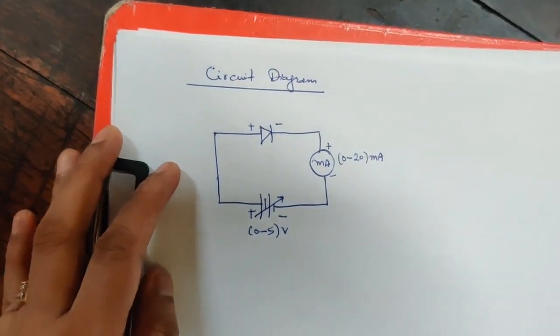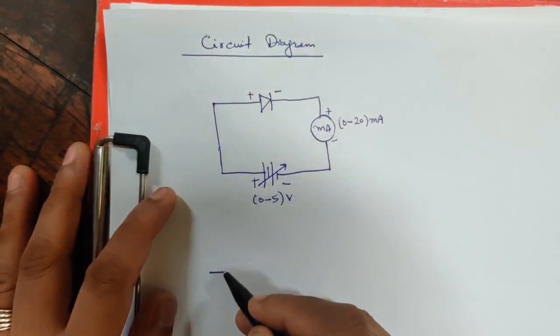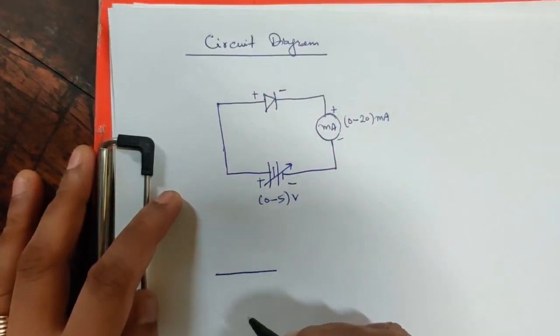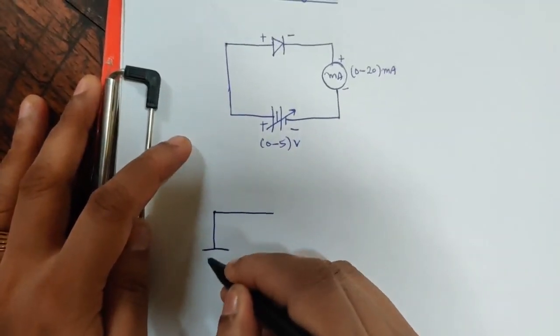Alright, now we can make another diagram, which you will see in many books. I will take a fixed regulated power supply.